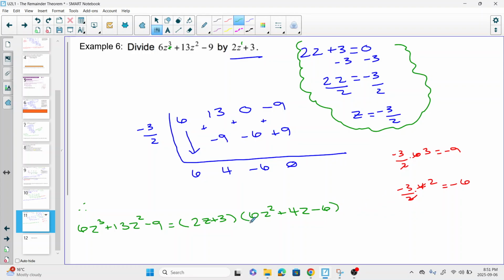We don't have to write it. And again, if you wanted to check your work, absolutely you could distribute this. 2z times 6z squared would be your 6z cubed, 2z times 4z, so on and so forth. You could go ahead and distribute this and it would simplify, or you could use a graphing calculator to confirm that this function is in fact the same as this function.